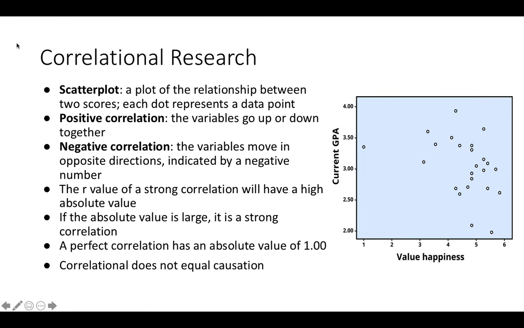But just because there is a correlation, this does not equal causation. A good example for this: there's a positive correlation between ice cream sales and drowning deaths. But does that mean that ice cream sales cause drowning deaths? No, it's likely that there's a third-party variable or a confounding variable, in that it's the summer months. More people are more likely to buy ice cream in the summer months as well as engage in water-related activities.